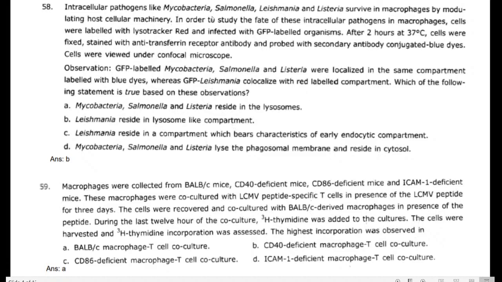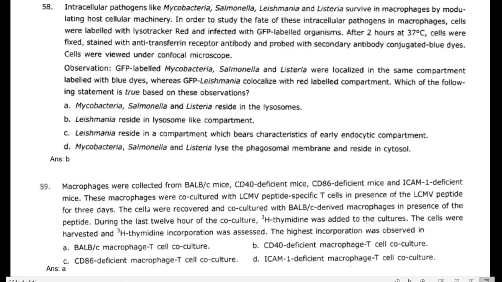So whenever you are reading a question, just imagine the real-life situation. Then only can we easily answer the question. The next question: macrophages were collected from BALB/c mice, CD40 deficient mice, CD86 deficient mice, and ICAM1 deficient mice. They were all collected from various cells.